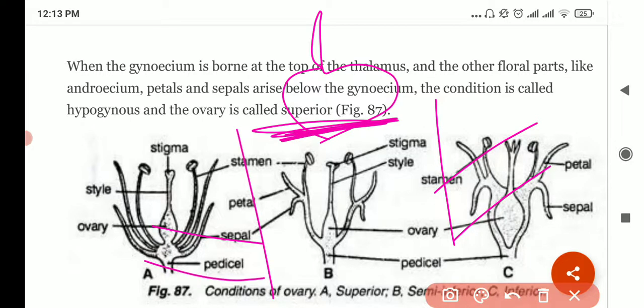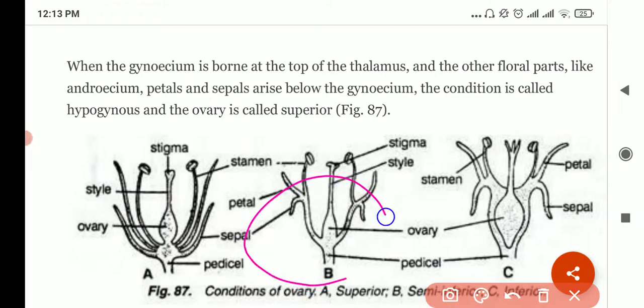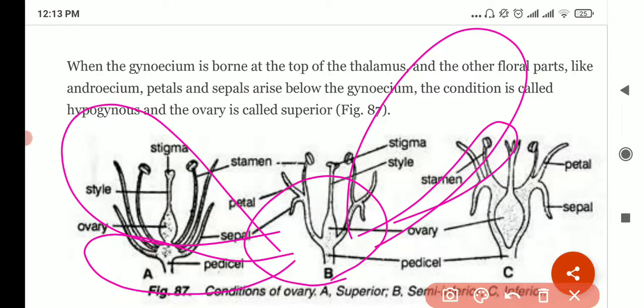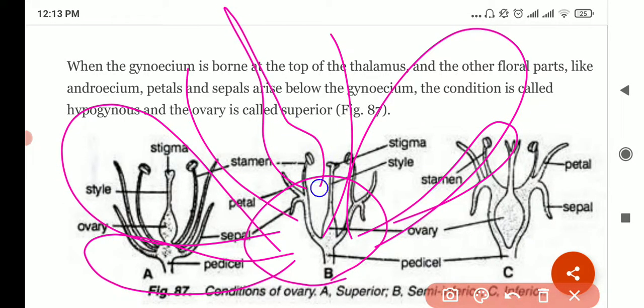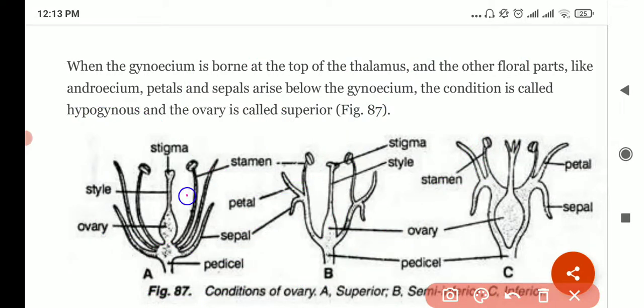So remember the thalamus is that plate on which the petals, the sepals, the androecium and the gynoecium sit. In this case, can you see the gynoecium is at the topmost while the rest are coming from the bottom of the thalamus. This word pedicel is also known as a thalamus. So that is your superior. Then the opposite is your middle, not super high, not super low.